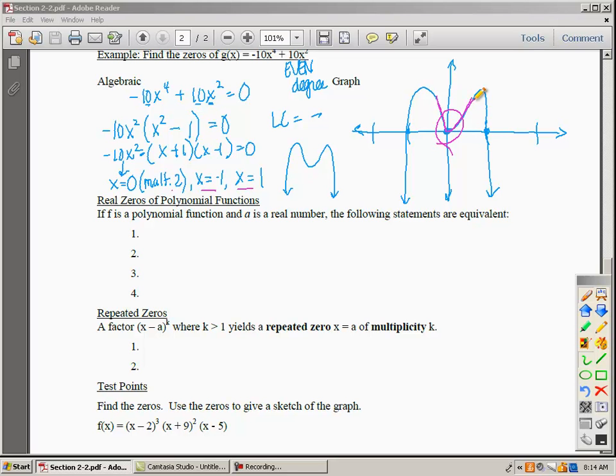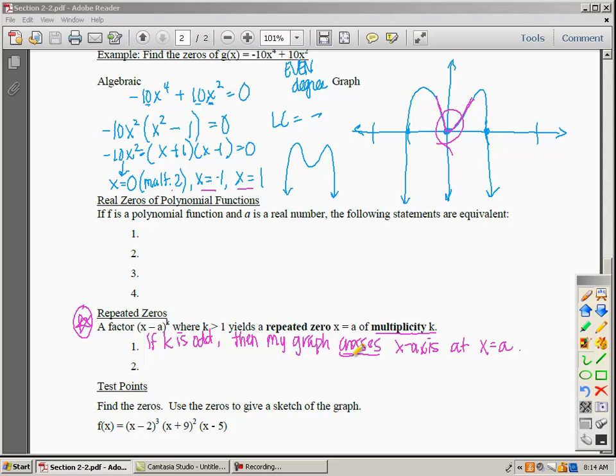And so we're going to get to this idea of a multiplicity. Actually, let's start there. Let's look at this repeated 0. You have two options, where you have a repeated 0 with a multiplicity of k. So that happens k number of times. And we're going to look at two different options. If k is odd, so if my 0 happens 1, 3, 5, 7, 9 times, anything like that, then my graph crosses, and here's the big word, crosses the x-axis at that 0 of a.